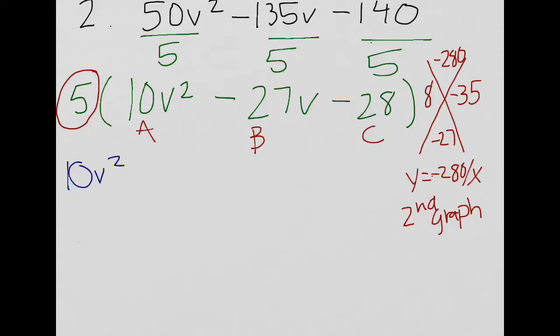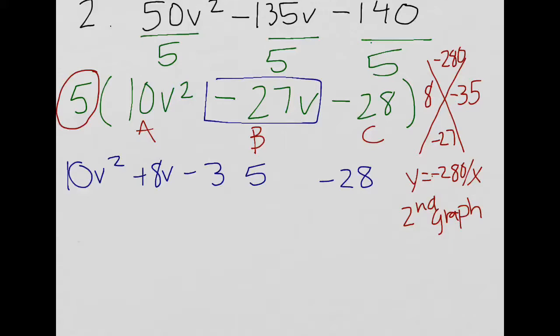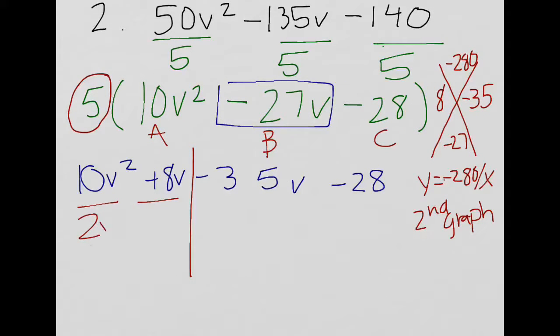So I'll keep my first and last, but this negative 27 is going to split into 8v and negative 35v. And so now I can split this. Again, I could not use the shortcut here because even after my GCF, my A is still 10. So that's a sad day, but we can handle it. The GCF of 8 and 10 is 2. So we get 2v, and we're left with 5v plus 4.